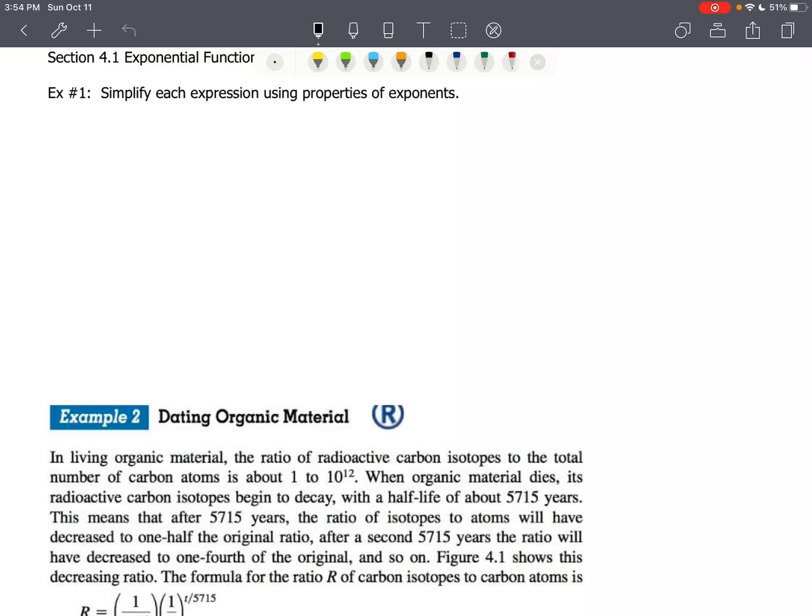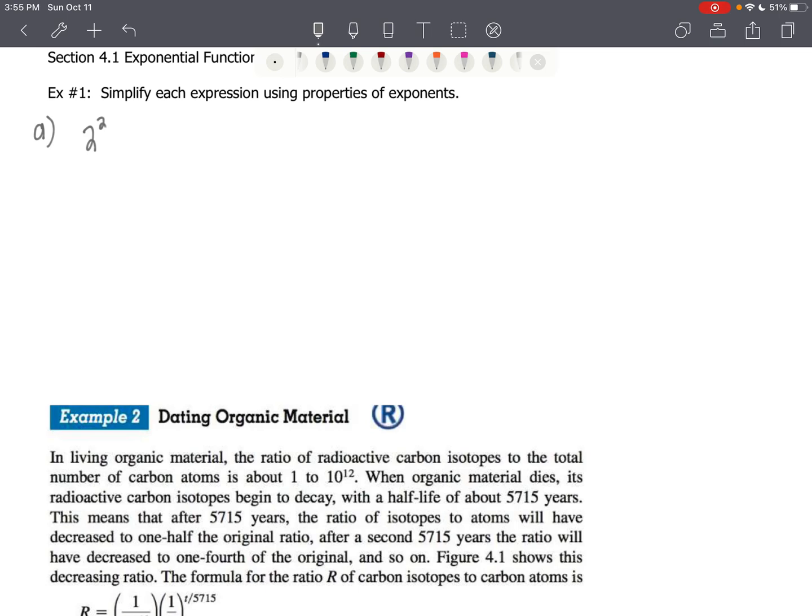We're going to review exponential functions in this video. And first we're going to start off with simplifying expressions using properties of exponents. So we're going to just do a reminder of what some of our exponential properties are.